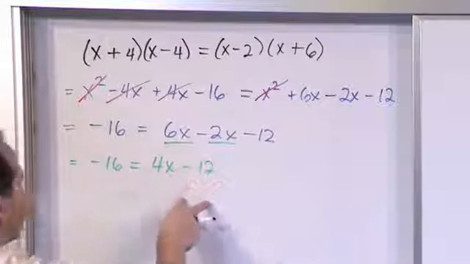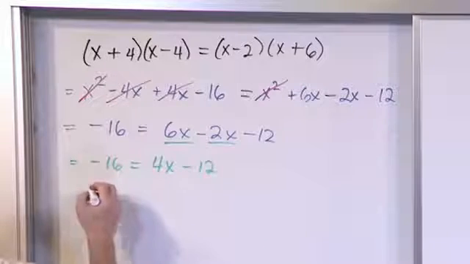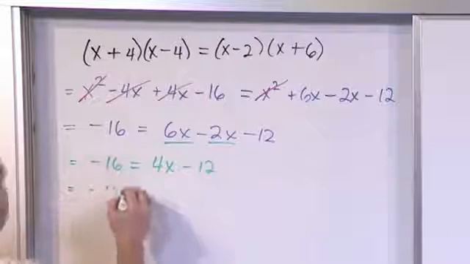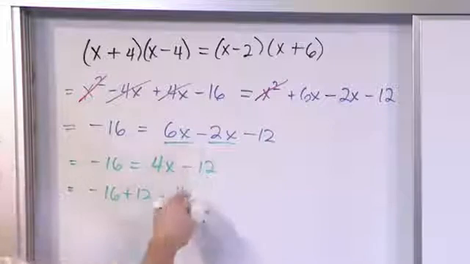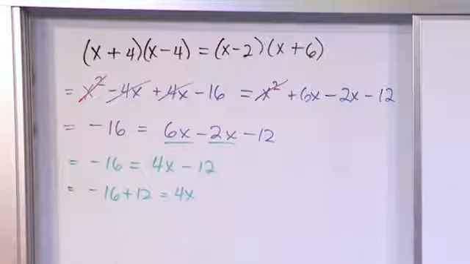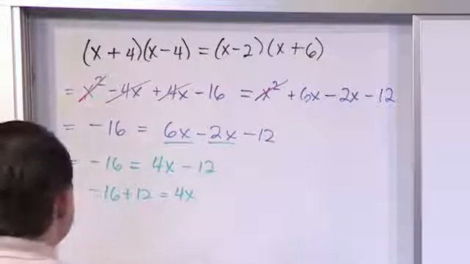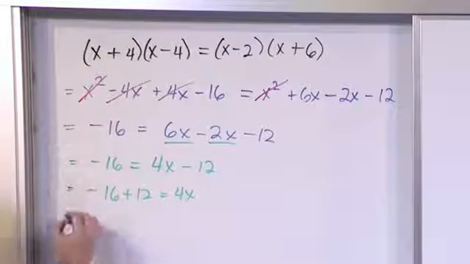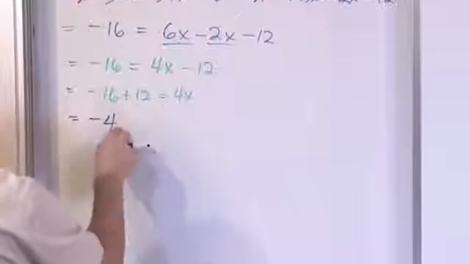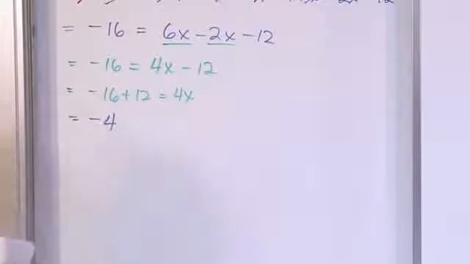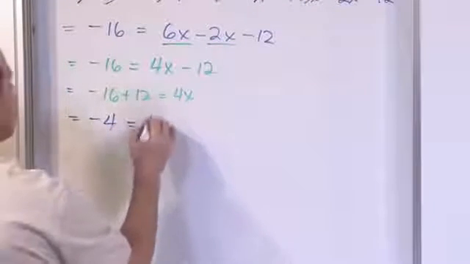Let's take the 12 and move it to the other side by adding 12. So we have negative 16 plus 12 is equal to 4x. We add 12 to both sides and it disappears from the right-hand side. Now when we add this, what's negative 16 plus 12? I think you'd agree it's negative 4, because we subtract them and get 4, and the negative sign comes from the bigger number. And on the right-hand side we have 4x.